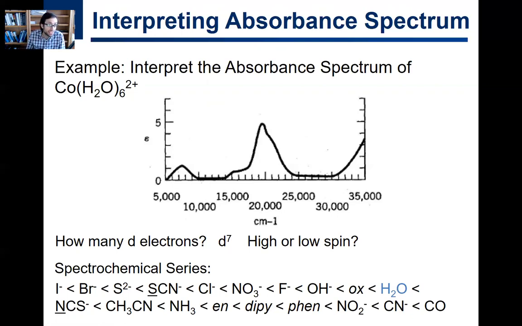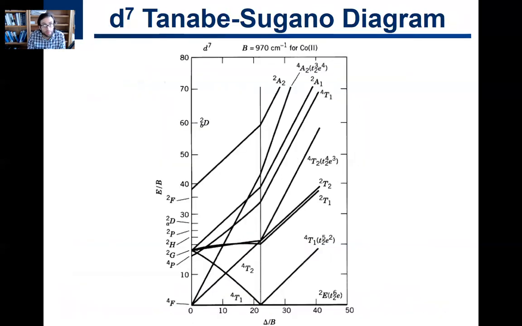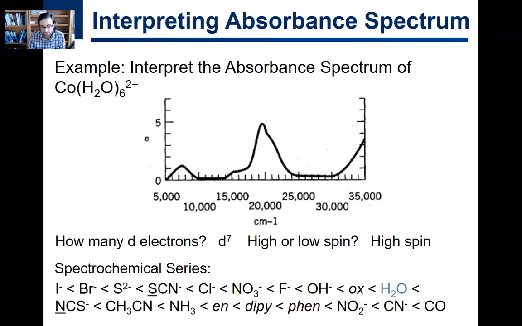Now, when you get to second and third row transition metals, remember that those, for reasons we talked about in chapter 7, are usually low spin. So anyway, we're going to assume this is high spin because of that rule of thumb I just told you about ammonia and first row transition metals. So this is an octahedral complex, so we're going to use the d7 Tanabe-Sugano diagram.